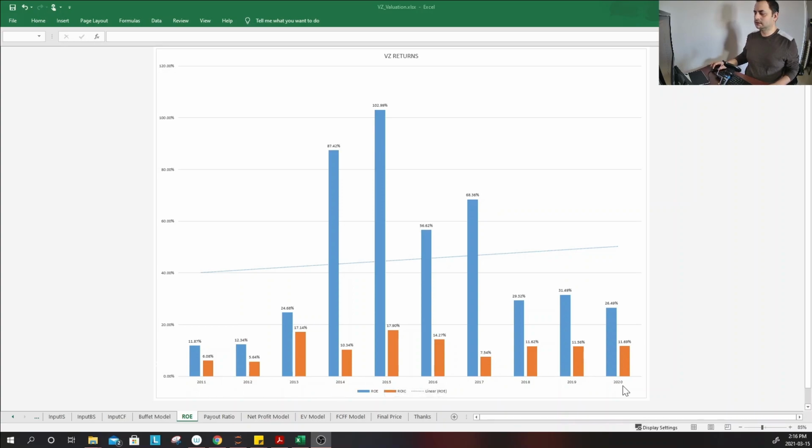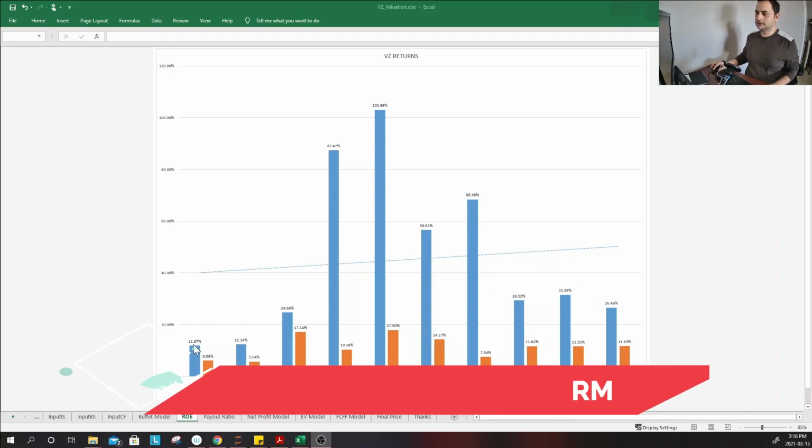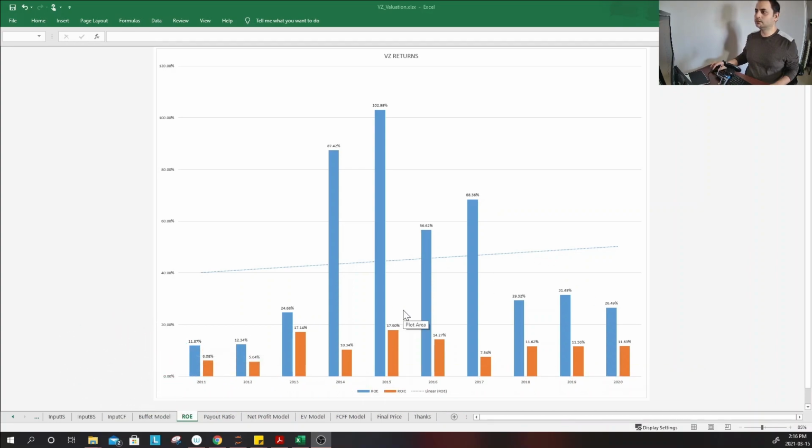historical returns until 2020. The blue is return on equity. The return on equity has a few good spikes in 2014, 15, 16, and 17, as you can see in the blue. But the overall trend is growing, right? So that's a very good sign. That's huge in terms of return on equity.